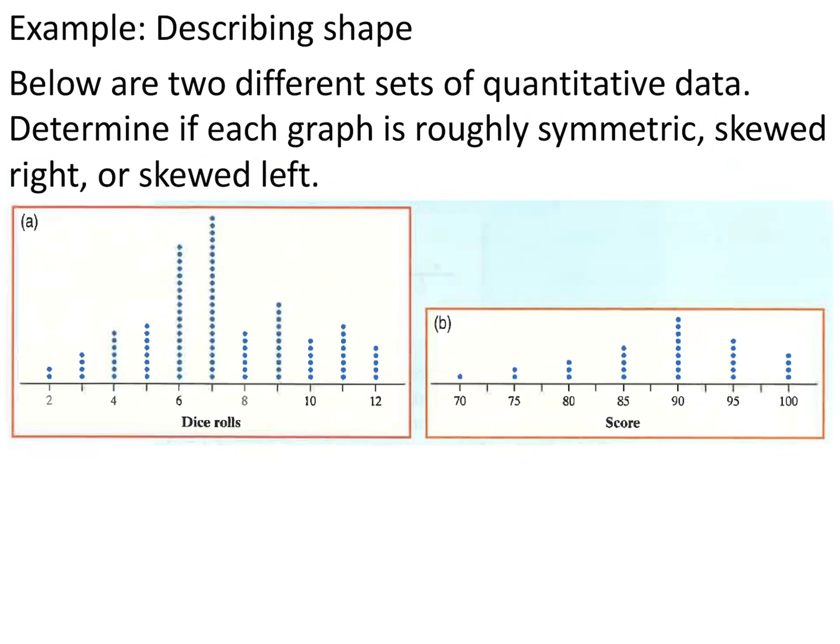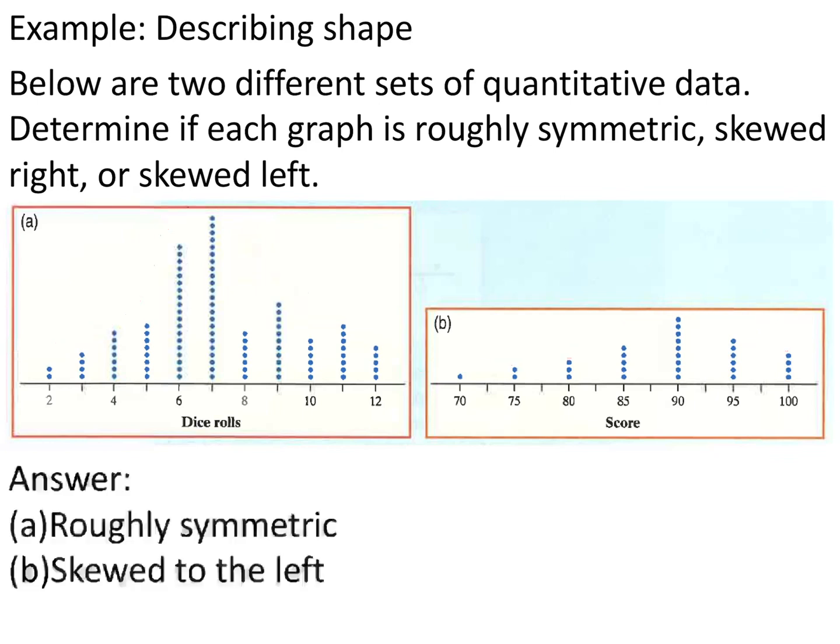So below are two different sets of quantitative data. We need to determine if each graph is roughly symmetric, skewed to the right, or skewed to the left. On the first one, we do have our peak in the middle. It's going down on the right. The values are going down on the left. So we would say that one is roughly symmetric. Over here, our peak is more towards the right, and the data values get smaller, and it's stretched out more on the left side. So we would say that one is skewed to the left.